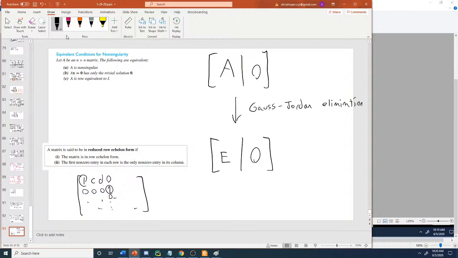Namely, that there's a vector y such that A times y is equal to 0. So, for example, in this one, I could take the vector c, -1, and then zeros elsewhere. And this would be a vector that if I multiplied it by this matrix, I get 0.